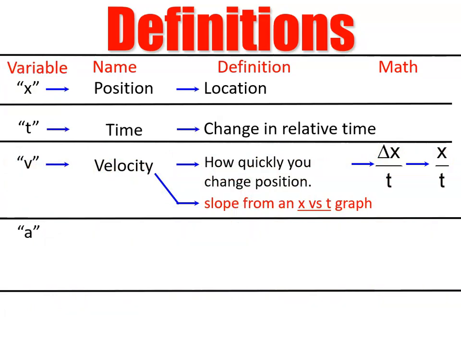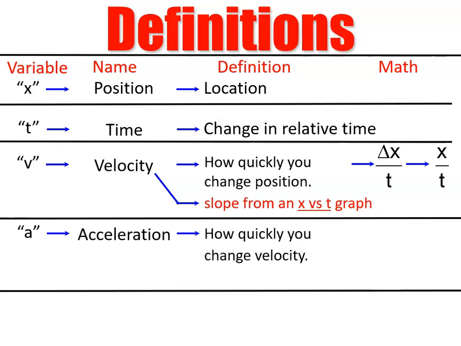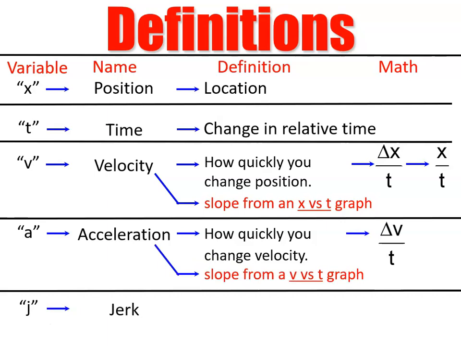We can go further from that. As we will discuss in a future video, acceleration is how quickly you change velocity. So if you happen to have a velocity versus time graph, acceleration would be the slope of that. In fact, you can even go further. There's something called jerk, which is how quickly you change acceleration, in other words, the slope of an acceleration versus time graph. And there's even something called jounce, which would be the slope of a jerk versus time graph. But we're not going to get into that. In fact, we're rarely even going to get into jerk.